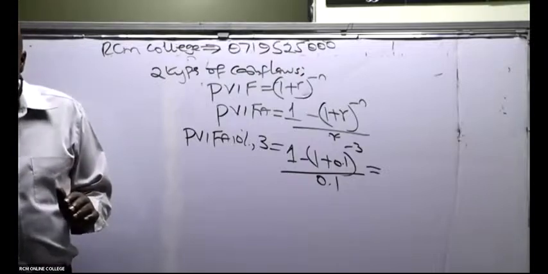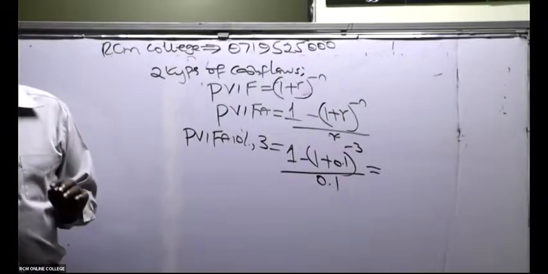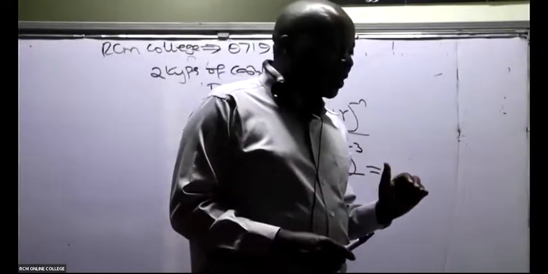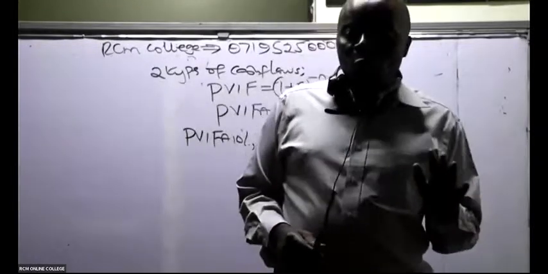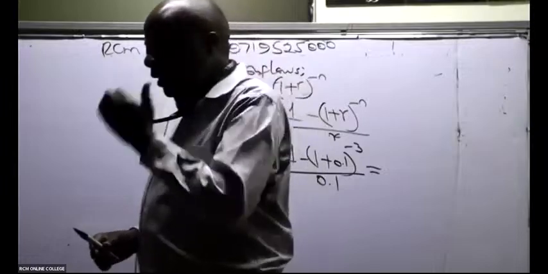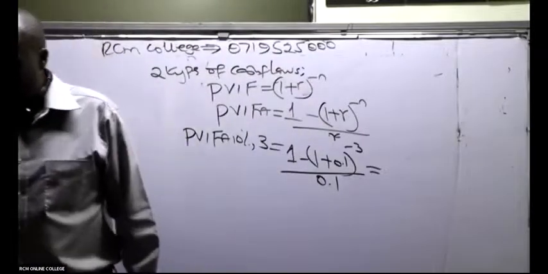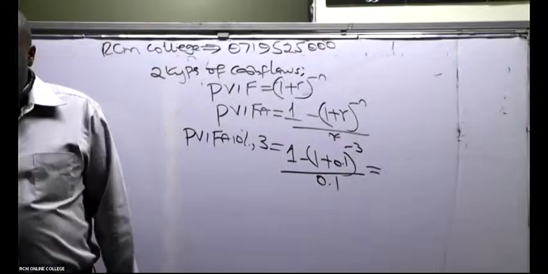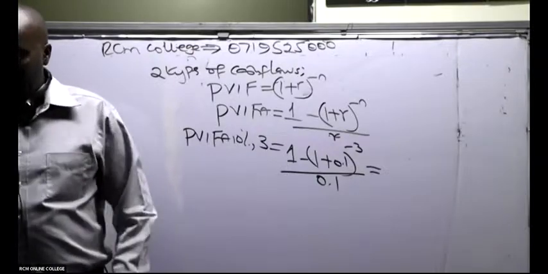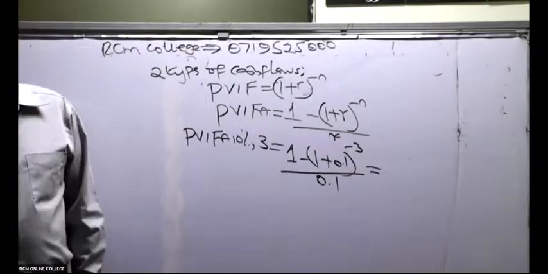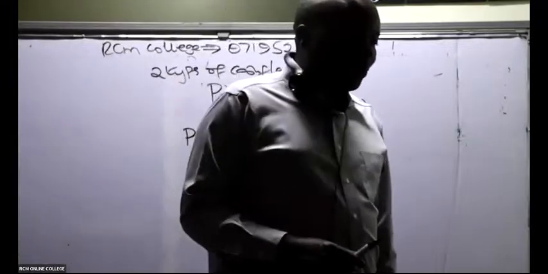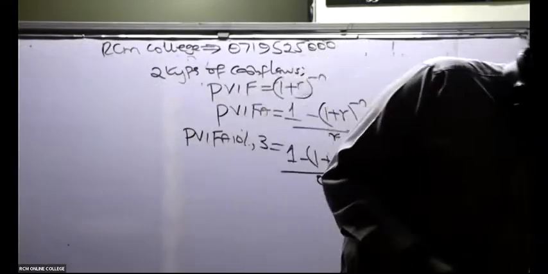We have here Francisca 2.48. I want 4 decimal places. Remember, for PVIFs and PVFAs, we always prefer 4 decimal places, not 3, not many, but just 4. Is there somebody who has that answer in 4 decimal places?